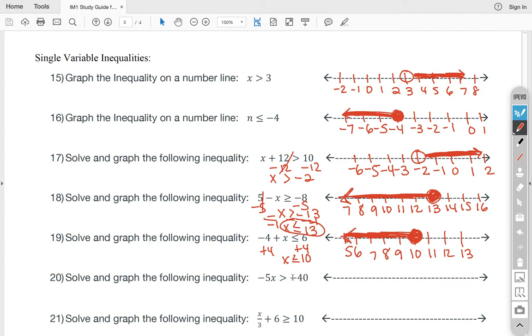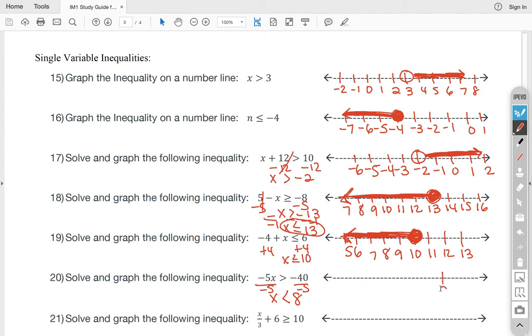Okay, next number. We have negative 5x is greater than negative 40. We're going to solve by dividing by negative 5 on both sides. When you divide by a negative, don't forget to switch the sign. Switch the inequality sign to a less than, and then negative 40 divided by negative 5 is positive 8. So this one's going to be less than.